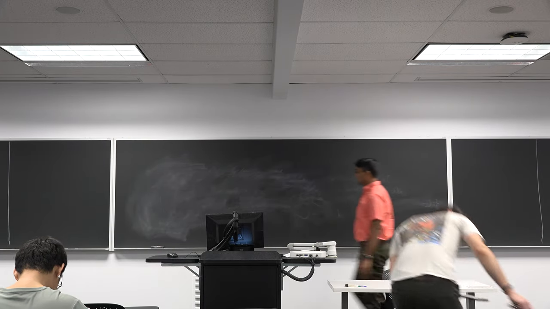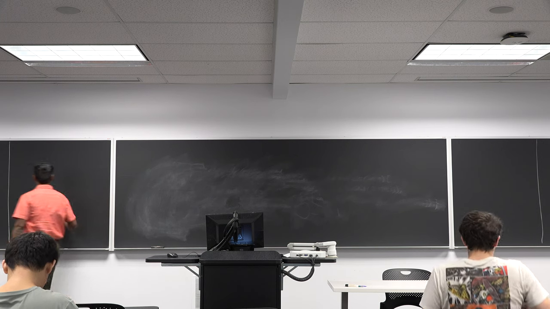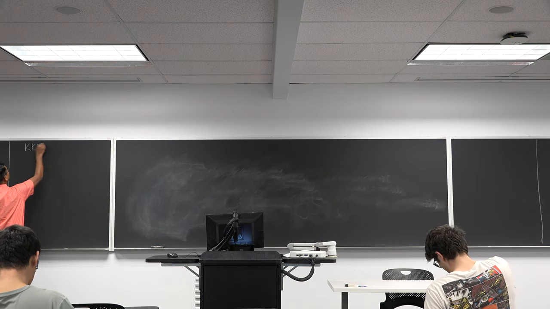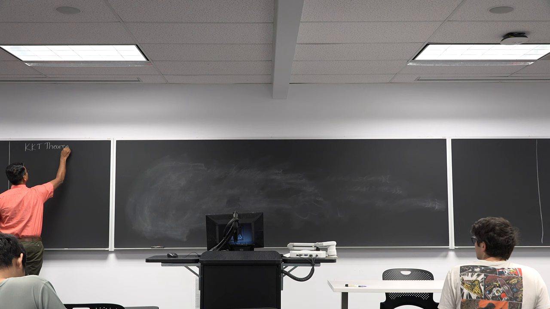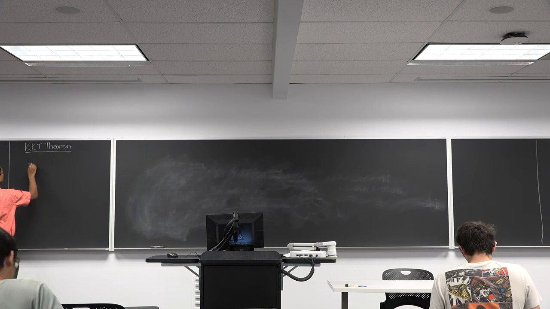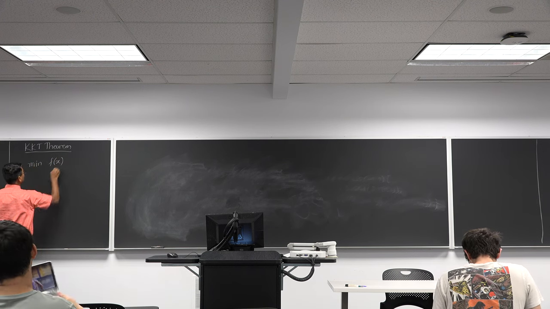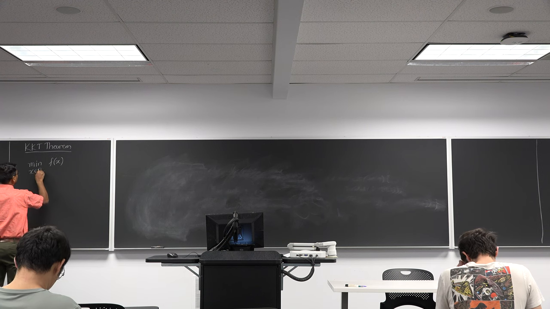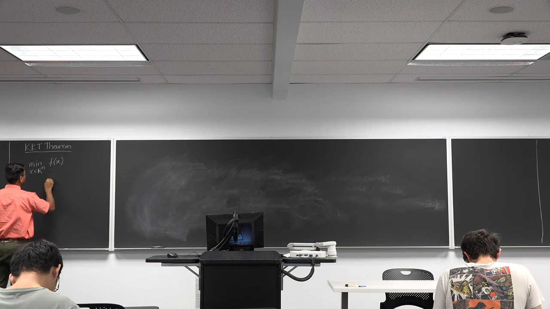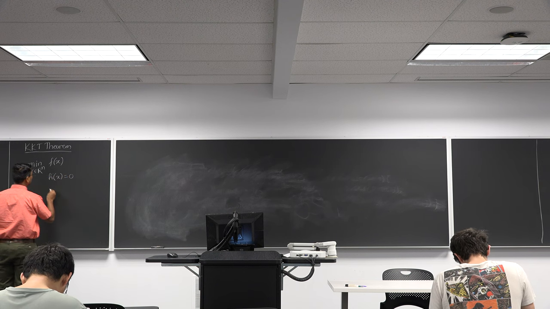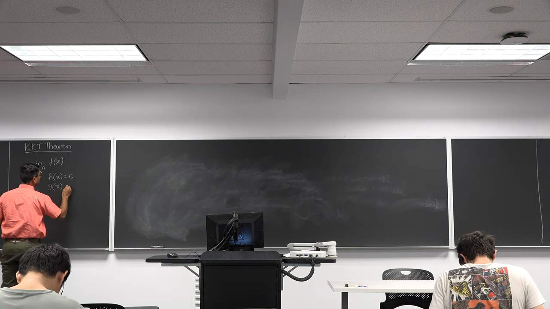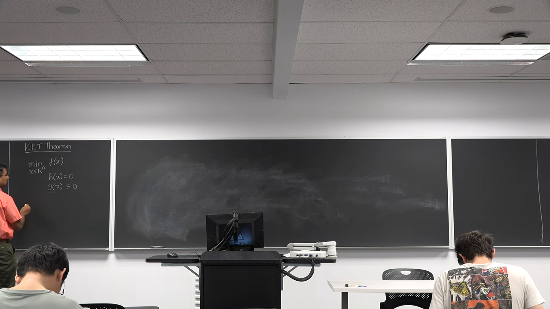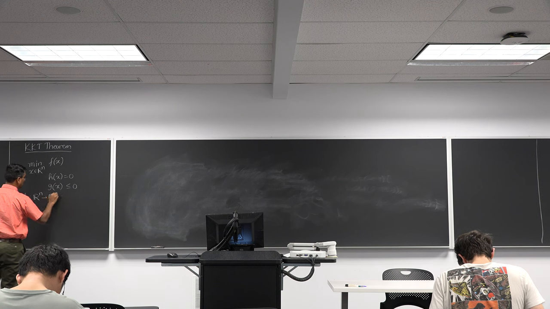So today we will be discussing the KKT theorem. And the problem that we want to solve is: I want to minimize f of x, x in R^n, such that h of x is equal to 0 and g of x is less than or equal to 0. And h is a function from R^n to R^m. g is a function from R^n to R^r.